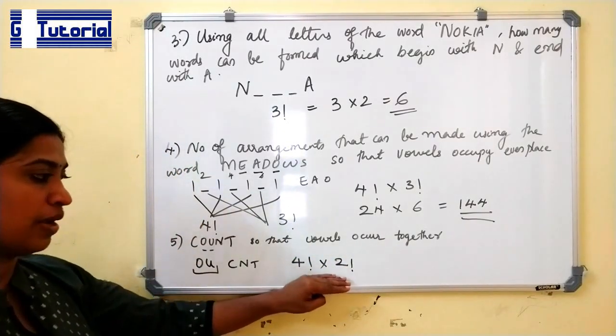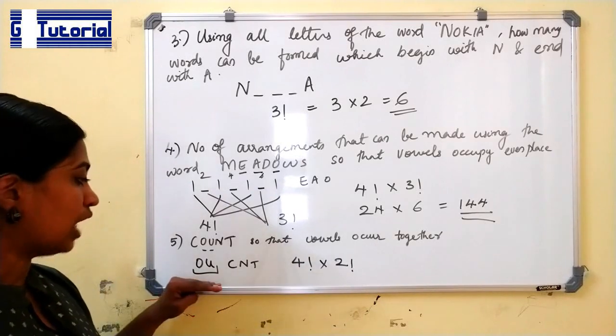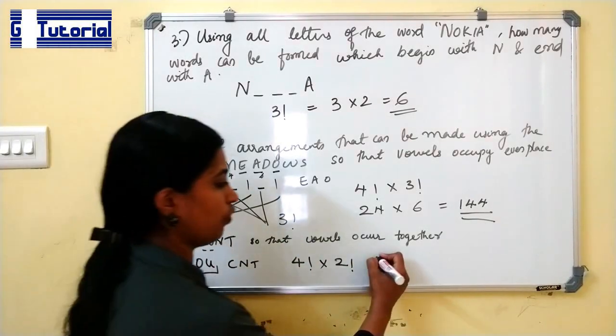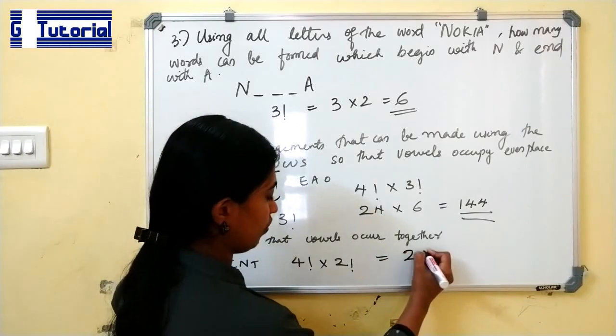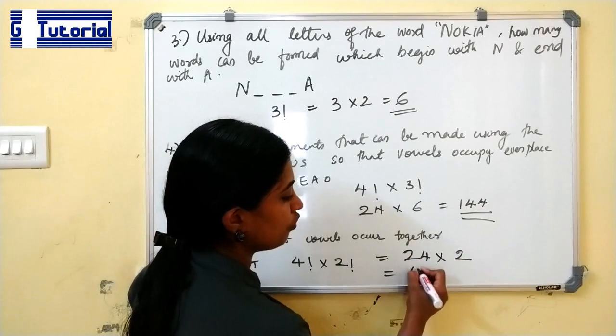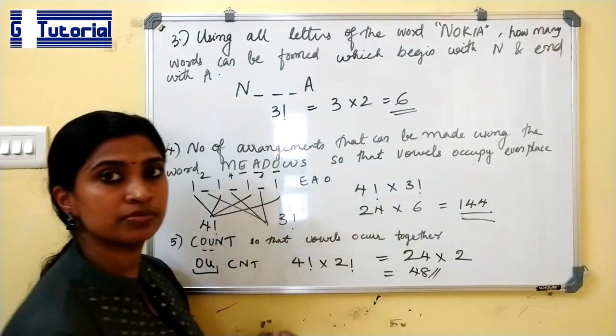This gives the total ways of arrangement of the word count so that vowels occur together. So 4 factorial is 24 into 2 factorial is 2. So 24 into 2 is 48. Next question.